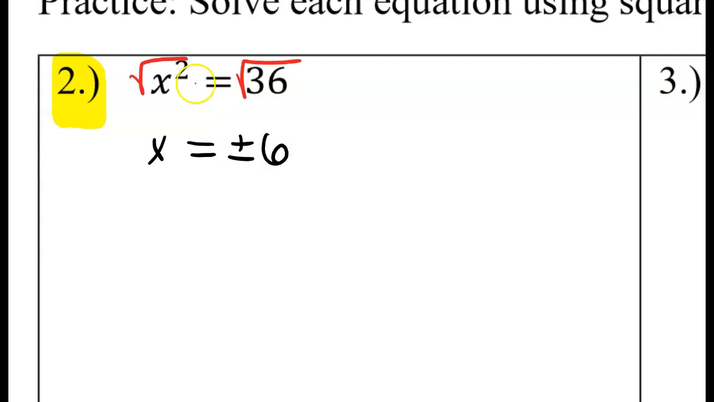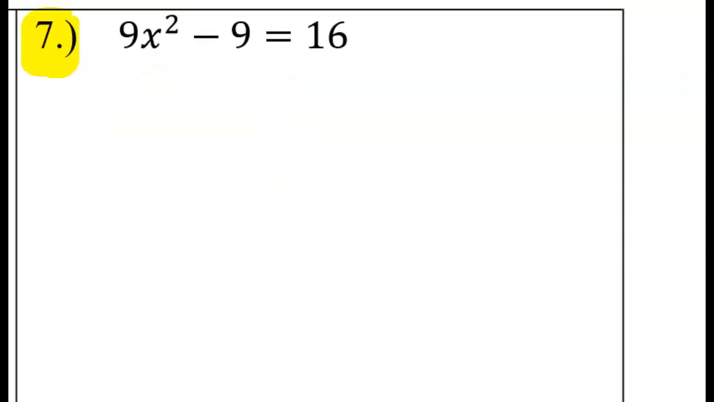Because if I take positive 6 and square it, I get 36. If I take negative 6 and square it, I also get positive 36. So both of those answers work for this, and I need to list both. Let's do another one. This one will require a little bit more work, so I need to go ahead and isolate the x squared term first.